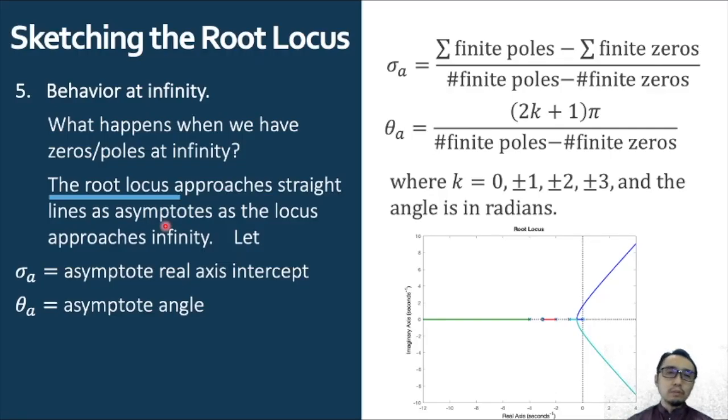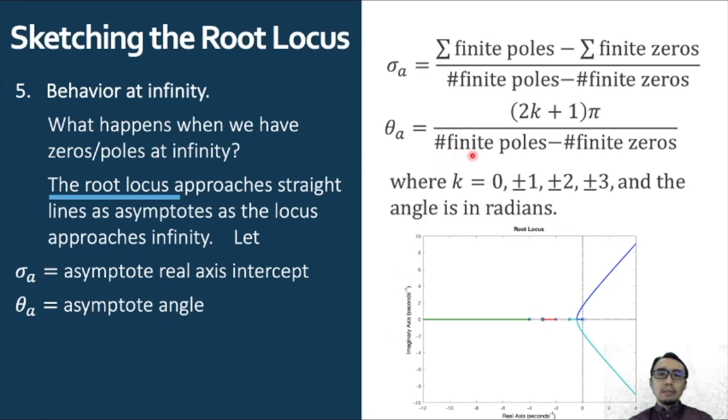That's the 5th rule, by the way. If we have a pole or zero at infinity, then the root locus approaches straight lines as asymptotes as the locus approaches infinity. So how do we define the asymptotes? Asymptotes are just straight lines. So let's define sigma A as the asymptote real axis intercept, and theta A as the angle of the asymptote.